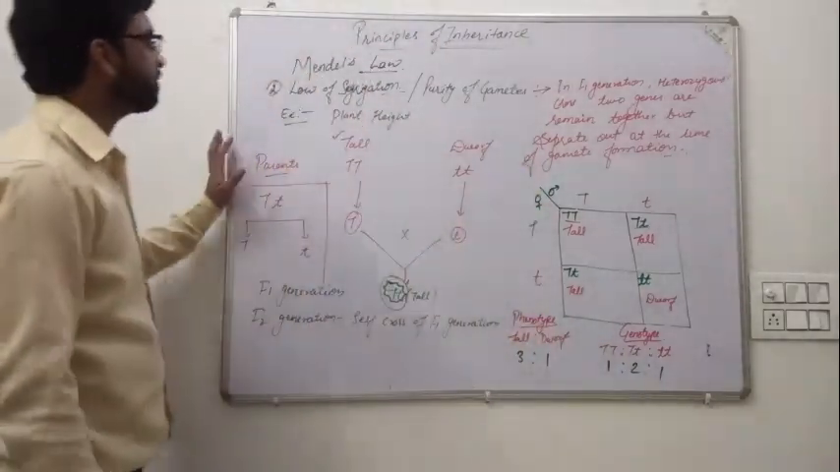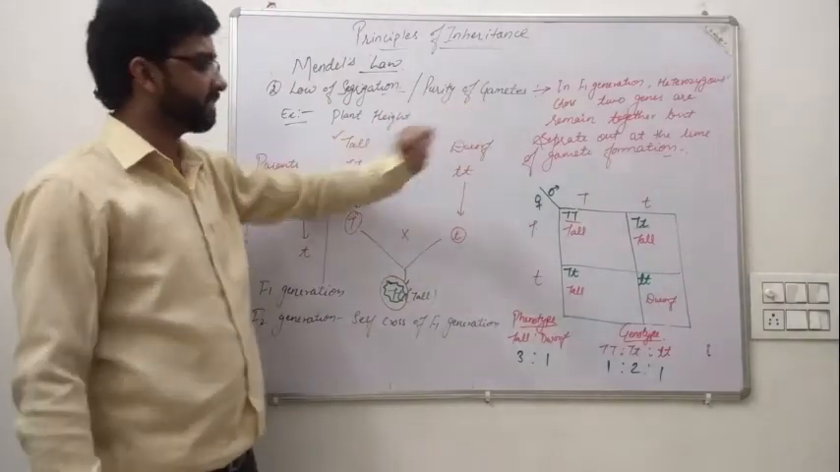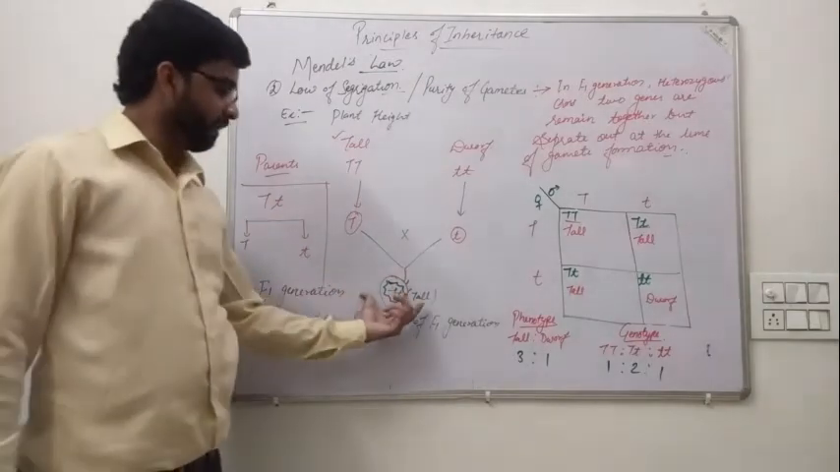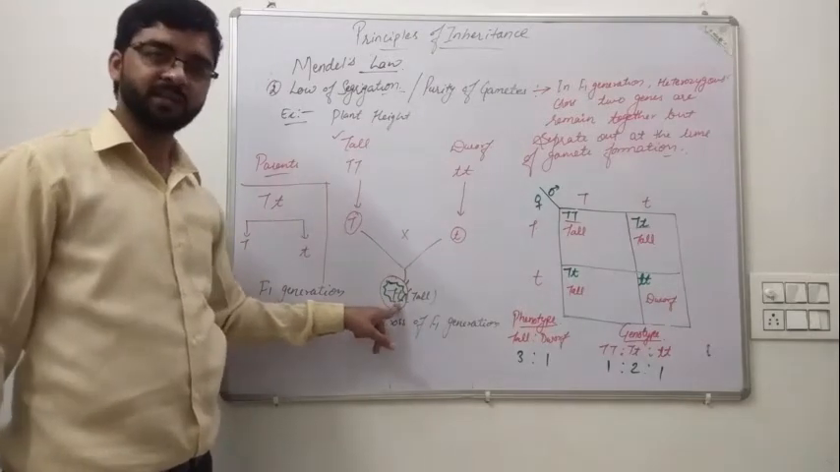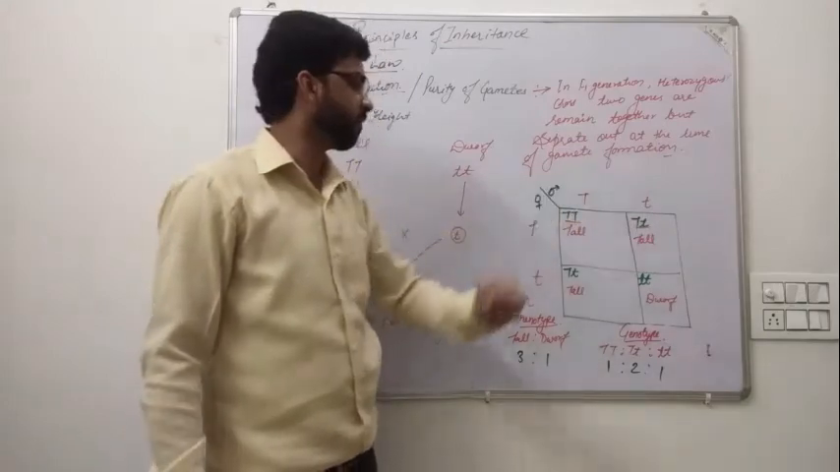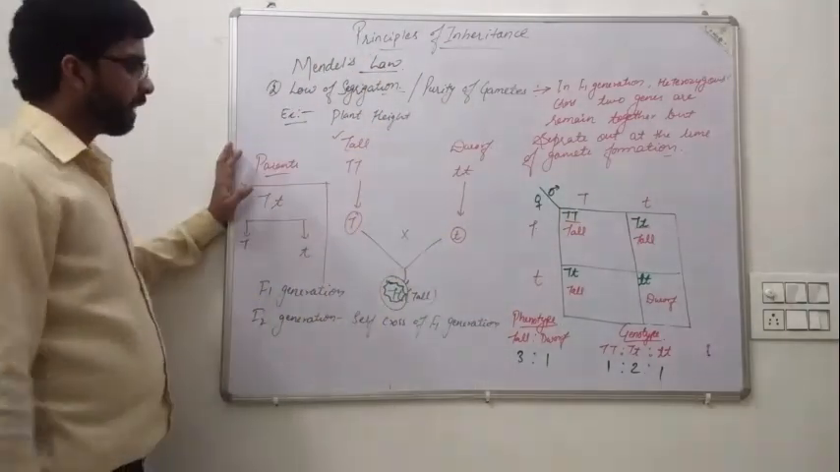So what do we have to do in this? There's the law of segregation, or purity of gametes. Why is it called purity of gametes? The answer is that when in a heterozygous condition, genes remain together but they separate out at the time of gamete formation and they are never mixed up with each other. So they are also called the purity of gametes.